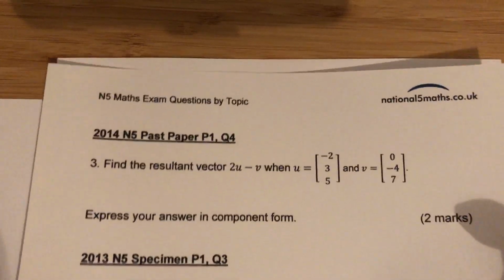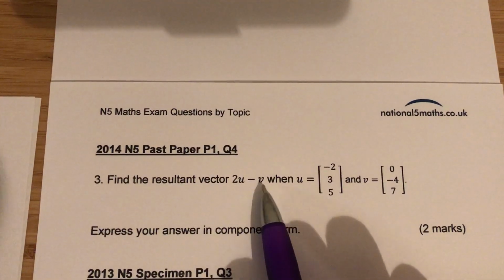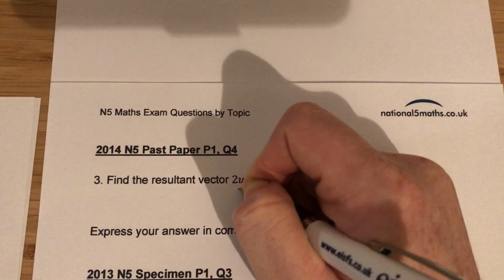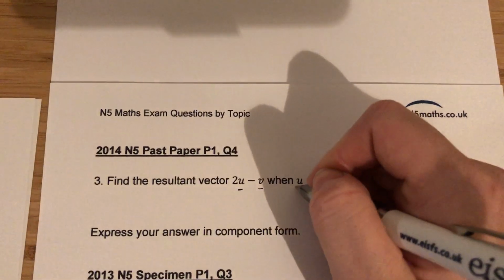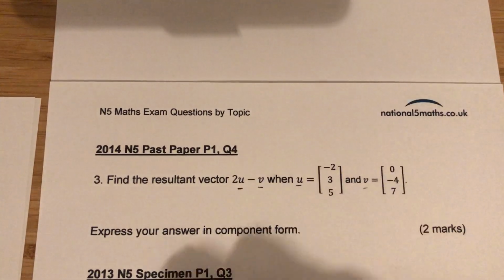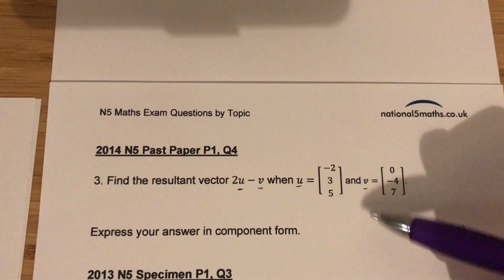So first one I'm going to use is this one here. Find the resultant vector 2u minus v. Anytime you have a vector, just make sure you underline them. If they're typed, then they can be in bold, but when we're writing them out, we have to underline them. So u equals this one here and v this one here. Express your answer in component form. Component form is the form that these two are in right now.